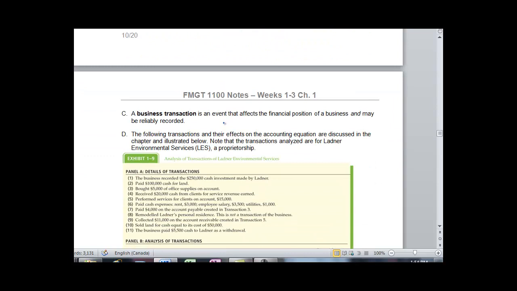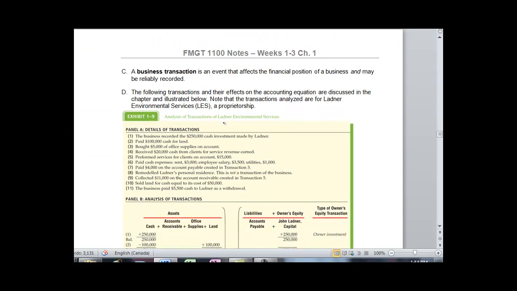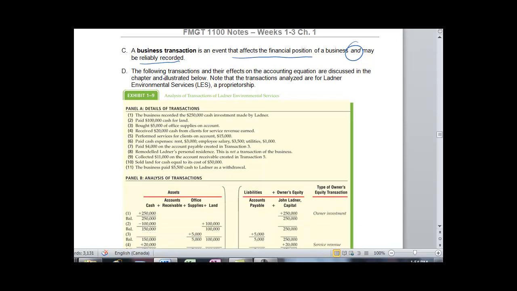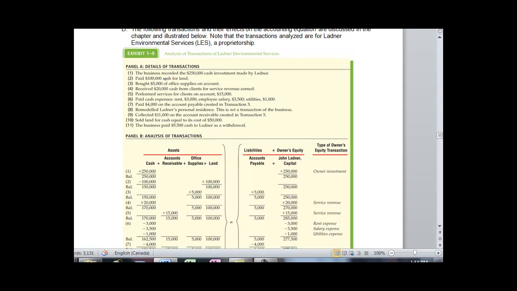Now, let's look at business transactions. A business transaction, and again, definitionally this is kind of important, is an event that affects the financial position of a business and, very important, it has to meet those two tests and can be reliably recorded. Right? So it has to have those two items in it. So let's take a look now at a list of transactions and how they might affect a business using the accounting equation.